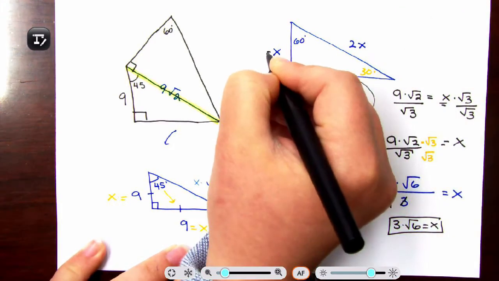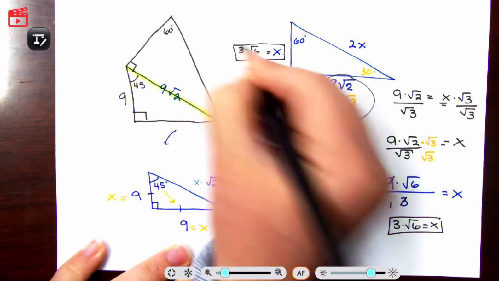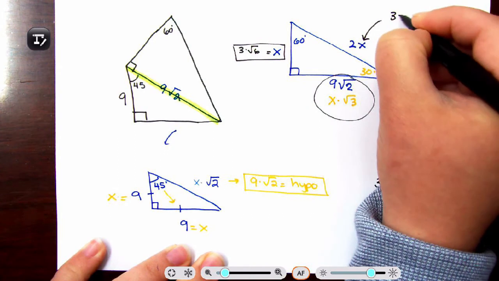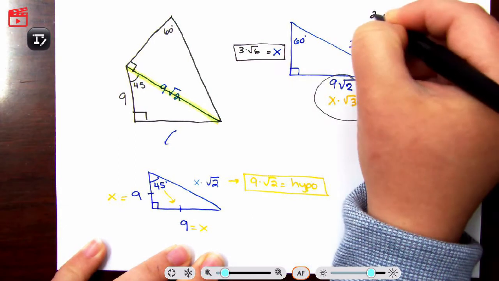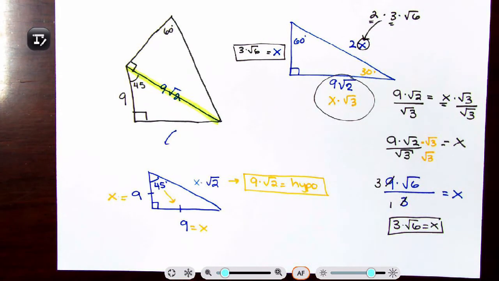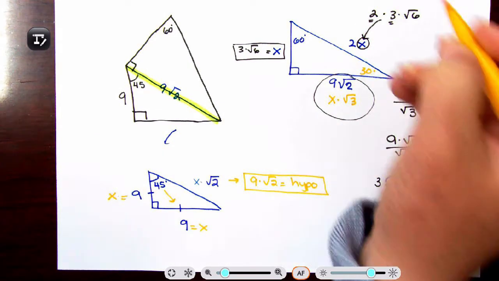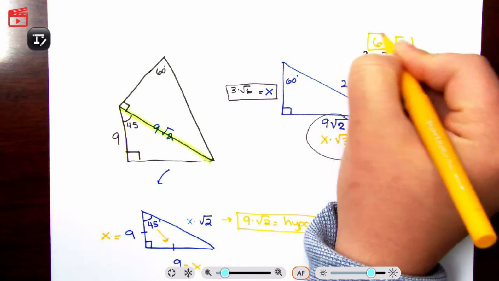So we're going to bring that up. This is now 3 times the root 6 for x. And that means that now we know that x is 3 times the square root of 6. We can plug it in here and multiply it by 2. Again, 2 is outside and 3 is outside of the house, and the house is the radical. So outside can be combined as long as it's multiplication. And so we have 2 times 3 is 6. So we have 6 times root 6 as this side here.